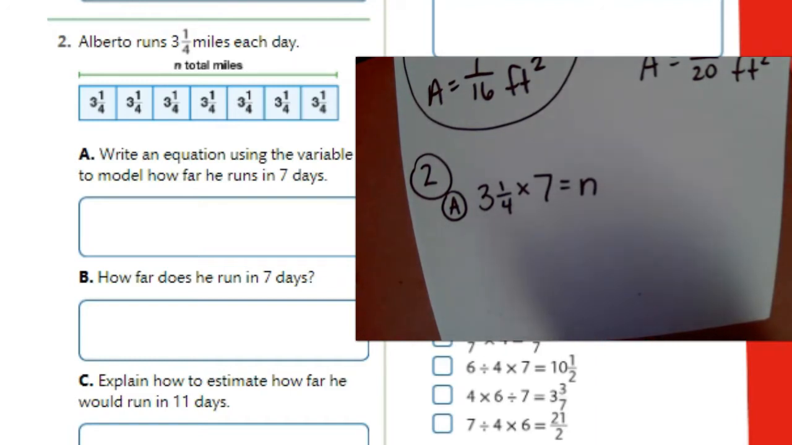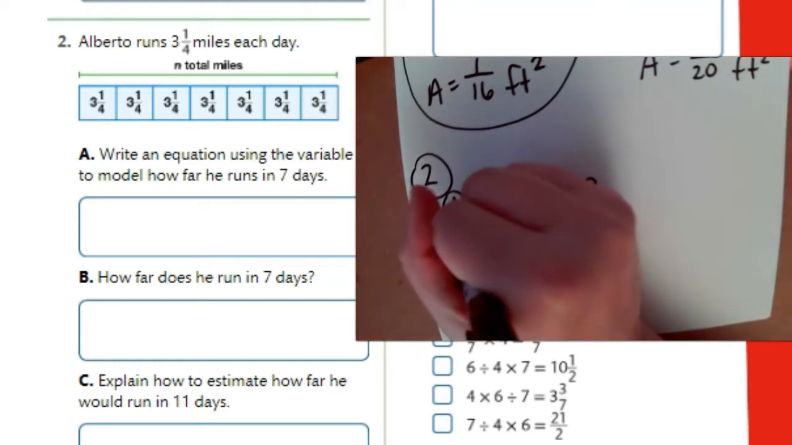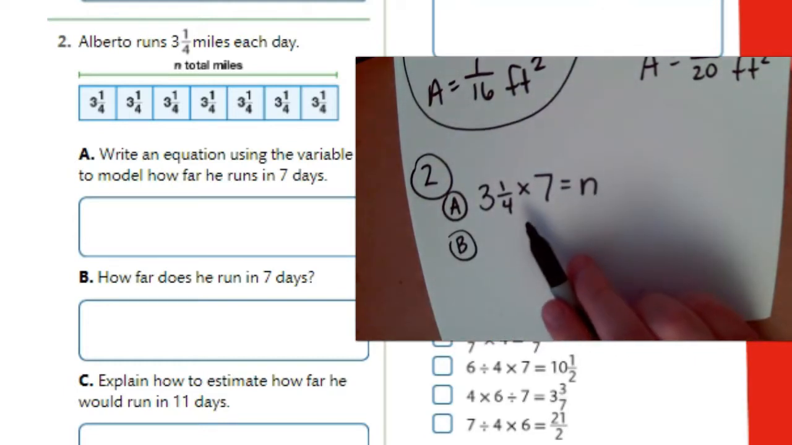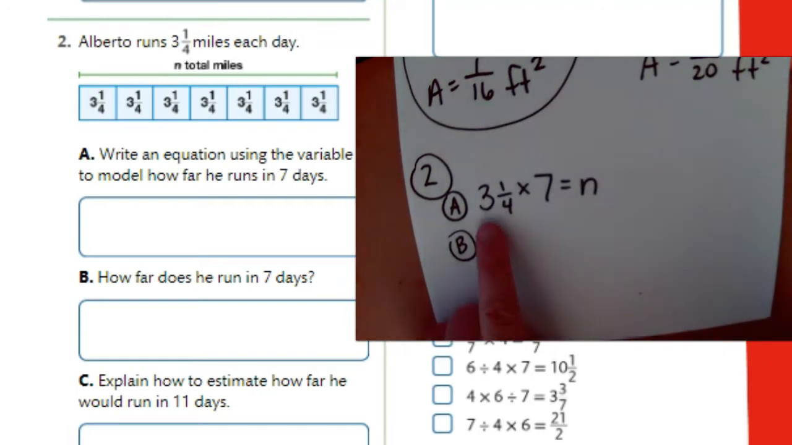Letter B says, how far does he run in 7 days? Okay, so basically for letter B, I have to solve this problem. 3 1/4 times 7. So I'm going to take 3 1/4 and turn it into an improper fraction.